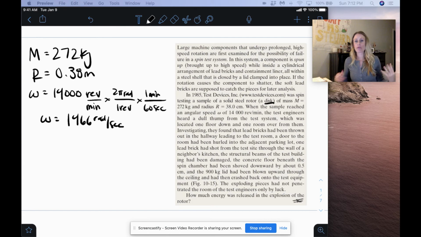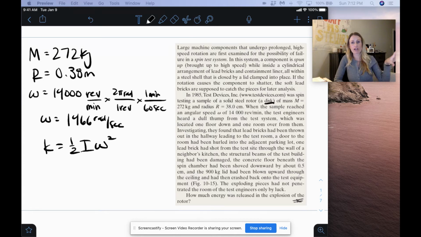Now we want to know how much energy was released. So here we know when it was spinning at really high speed, it had a lot of kinetic energy, and that's the energy that's going to be released. So kinetic energy we know is 1/2 I omega squared. I as in rotational inertia, omega as in angular velocity. So remember, we're spinning here. We're not translating. So it's not 1/2 mv squared here. It's 1/2 times rotational inertia times angular velocity squared, I omega squared.